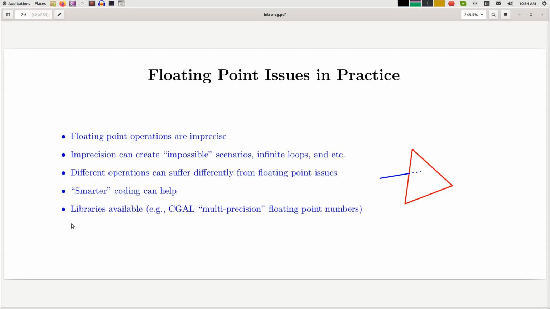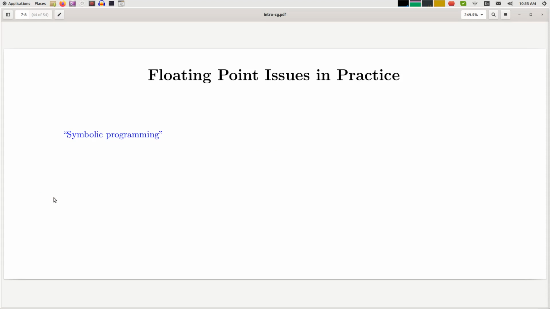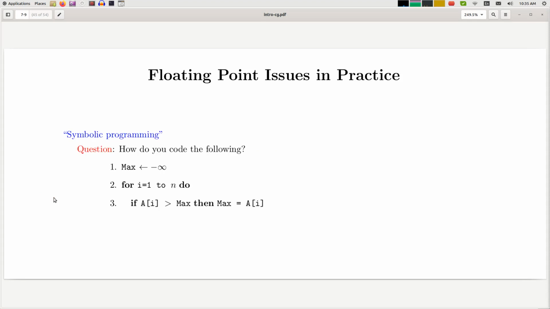Something else I want to talk about here, this might not necessarily help with every kind of floating point error, but it can help in some cases. And since it's a useful concept, I'm going to look at it next. And here what I want to talk about is this notion of symbolic programming. Let me show an example that shows what I mean by this.